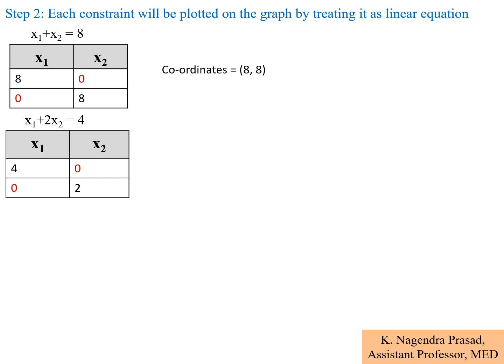Next we have to see what are the coordinates for the second constraint, that is x1 plus 2x2 equal to 4. Here x1 value is 4 when x2 equal to 0. Similarly x2 value is 2 when x1 equal to 0. Then the coordinates for the second constraint are 4, 2.